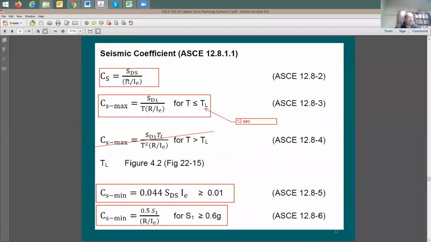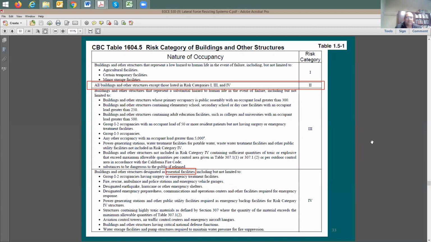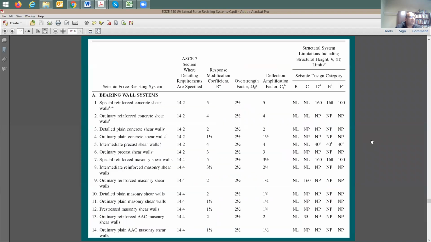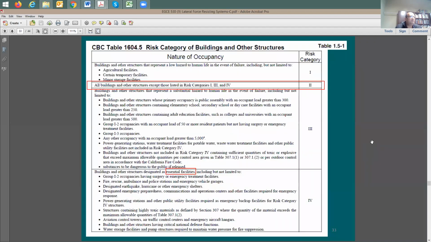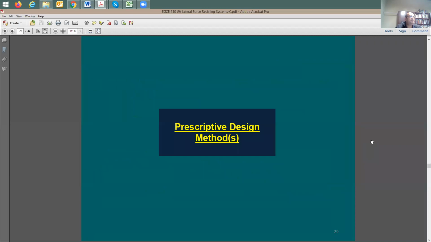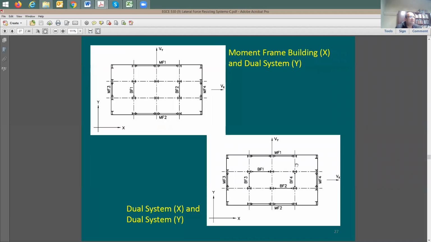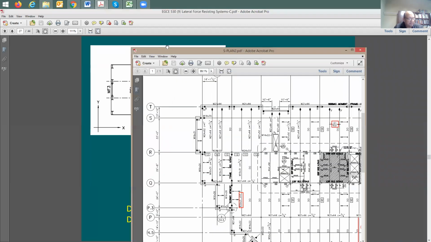These are the equations that you're going to be using to figure out the seismic coefficient Cs and then multiply by the total weight. So when it comes to this equation, I'm going to take you back here. This is going to be the dual system in the Y direction, and this here is the dual system in the X and Y direction. And this actually matches our case for our project. It's going to be all dual system.